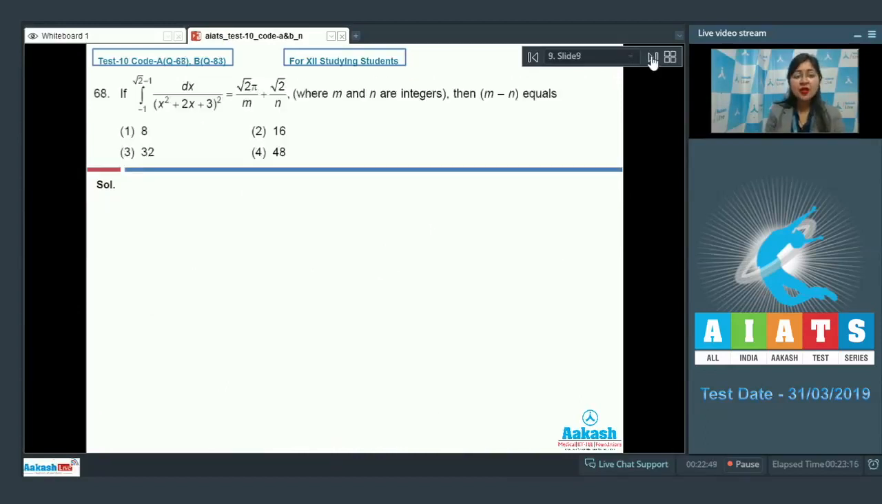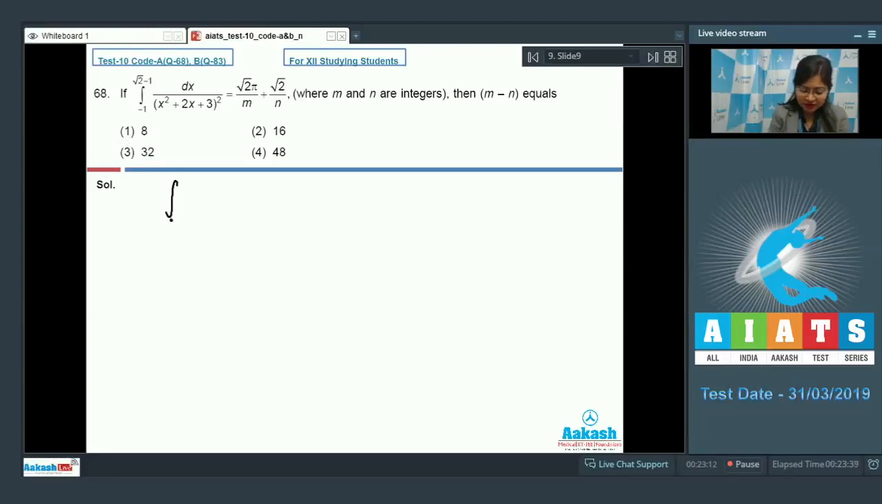Next is question number 68, a question from definite integral. So let us solve it. It has been given that if the integral from -1 to √2 - 1 of dx upon (x² + 2x + 3) whole square is equal to (√2 π)/m + √2/n, where m and n are integers, then m - n equals.